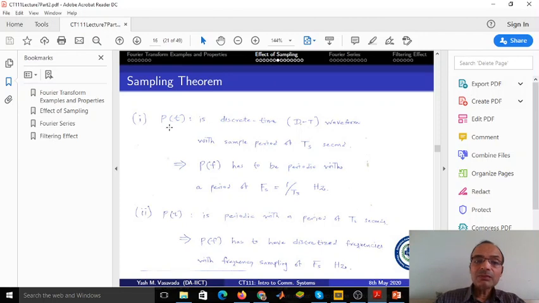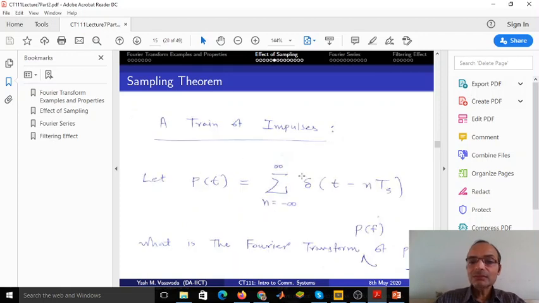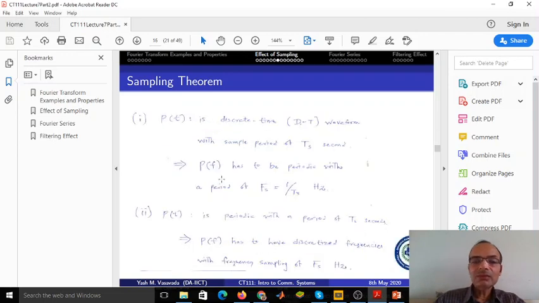The other way of looking at p of t is that it is a continuous time signal except that it is periodic. Why? Because it is this one impulse which keeps on repeating every T s seconds. So you can say that it is a continuous time signal with a period of T s seconds. But there again, we have noted that whenever a time domain signal is periodic, its frequency domain has to have discretized frequencies.